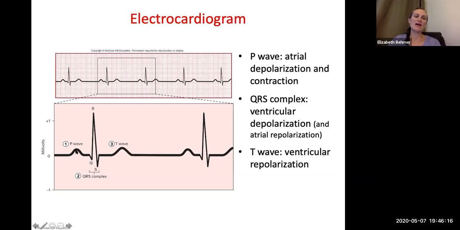The first wave that comes up is the P wave, and that's the electrical signal that passes through the atria right before the atria depolarize. Whenever you see the word depolarize, that means a change in their electrical measurement. So that means they're receiving an electrical signal. So the P wave starts right before atria contraction. The QRS complex stands for ventricular depolarization, right before your ventricles contract. And then your T wave stands for ventricular repolarization, when your ventricles go back to normal.